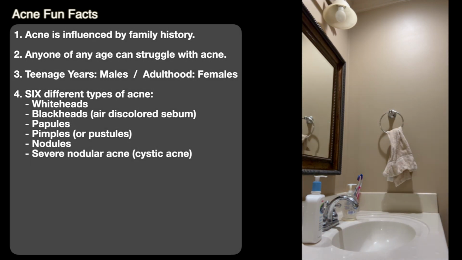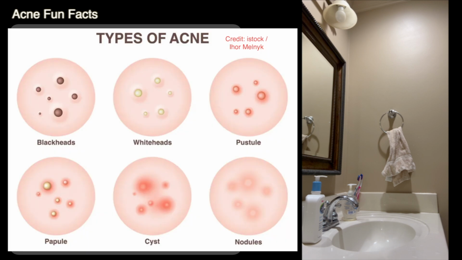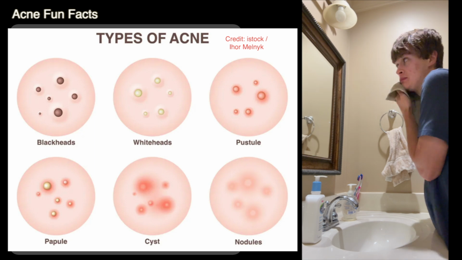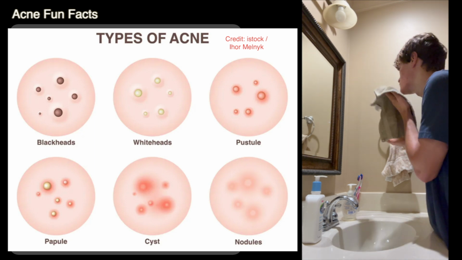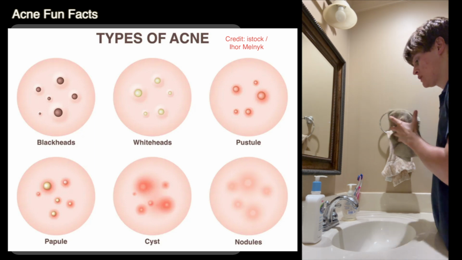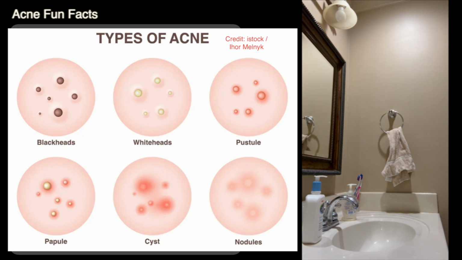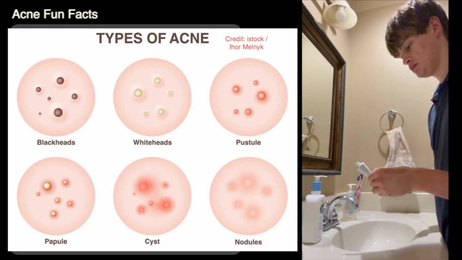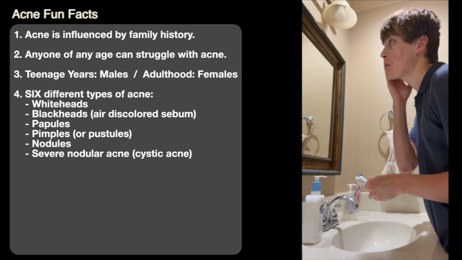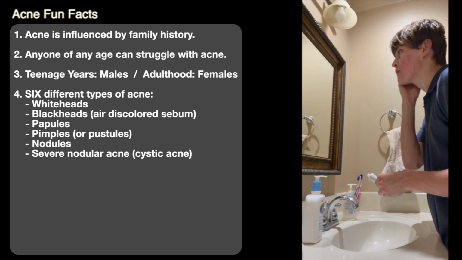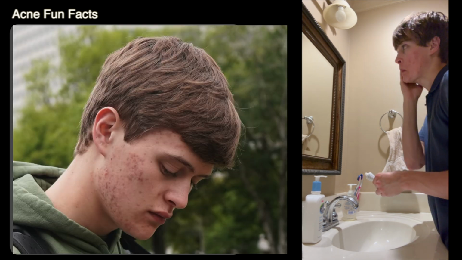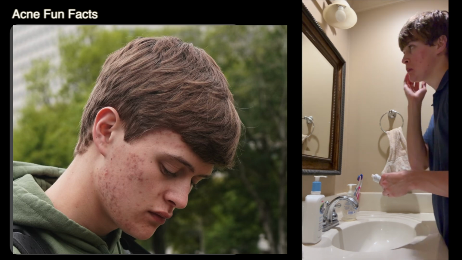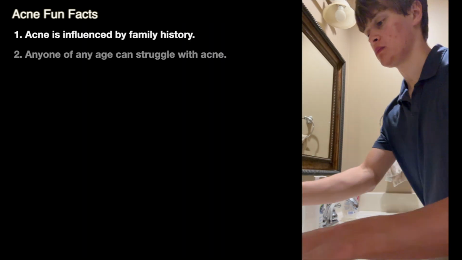4, there are actually 6 different types of acne. We have whiteheads, blackheads, which are black from air discoloring the sebum, not because of dirtiness, papules, pimples or pustules, nodules, and severe nodular acne, also called cystic acne. And this was the acne that I struggled with. It was very painful. This is a photo that one of my friends took before I had started treatments to help my acne. It has drastically improved since then.